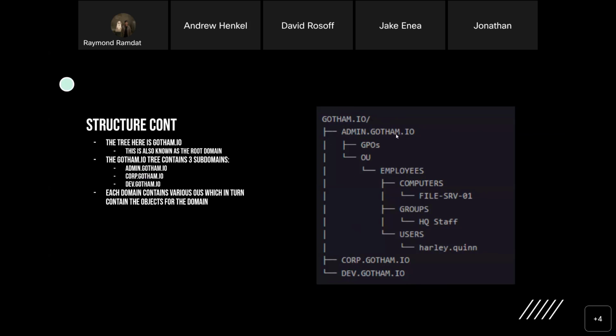Each branch, like I said before, can also contain several leaves. These are the Active Directory objects that are stored within the domain, so like group policy and organizational units and users and computers and all that good stuff.